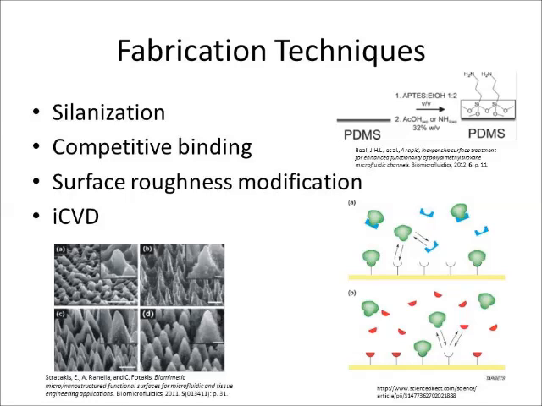Surface roughness modification can lead to changed wetting properties, often making a surface very hydrophobic. This can be done with laser ablation, but is often paired with some other type of modification, such as silanization.